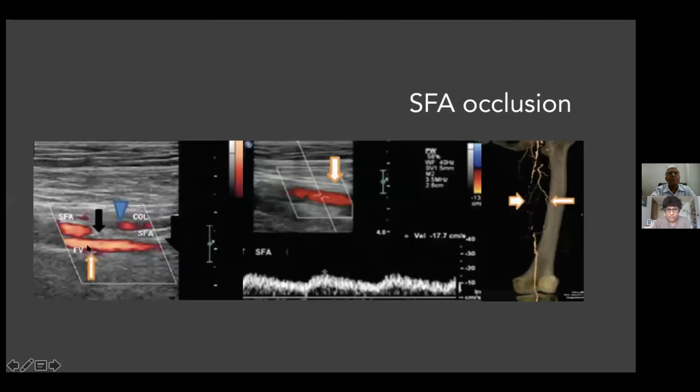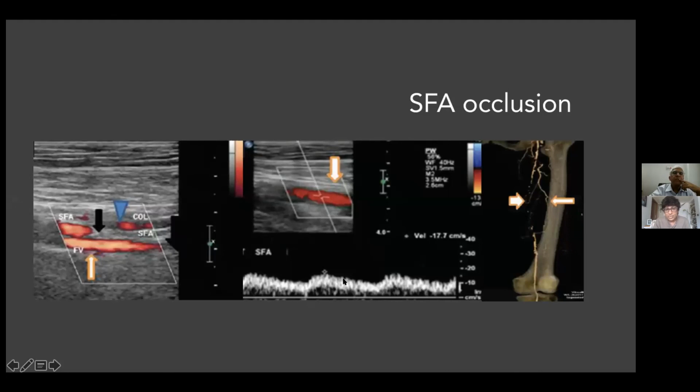This is an SFA occlusion. This is an occluded SFA, seen in the mid part of the SFA. You can see a collateral taking off exactly where the segment is occluded. And this is the reformed segment in the first part of the popliteal artery.